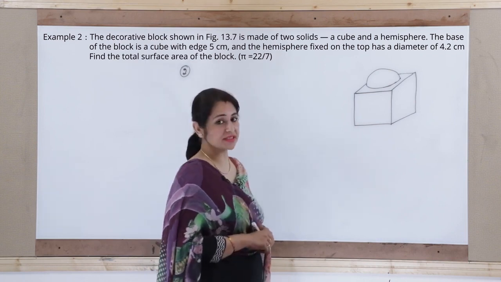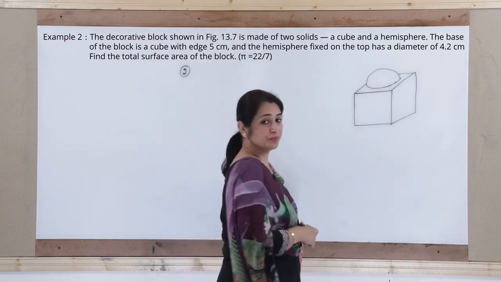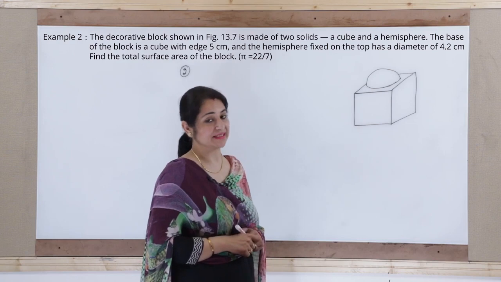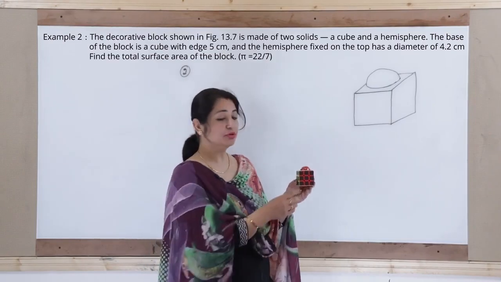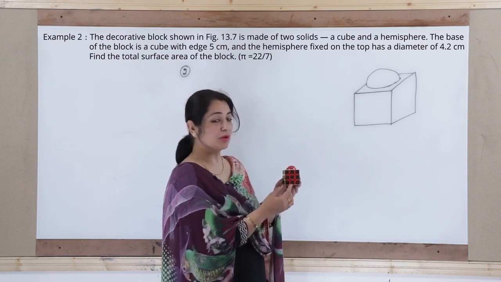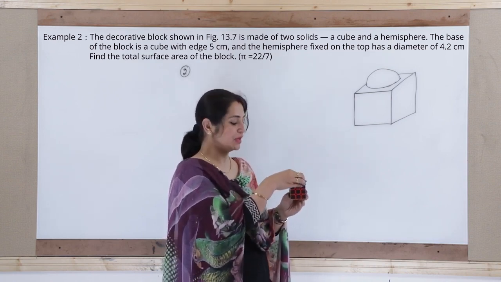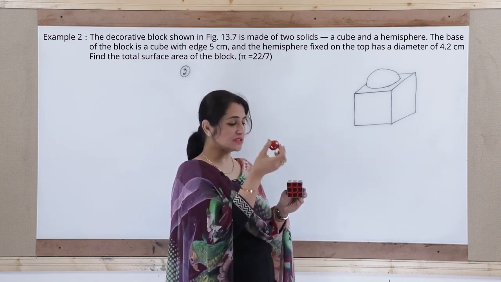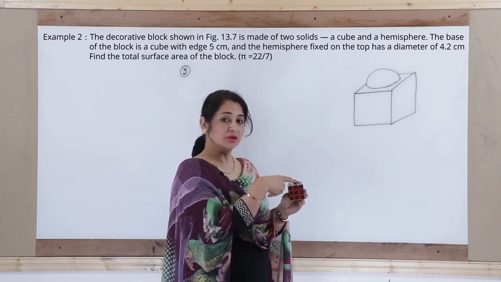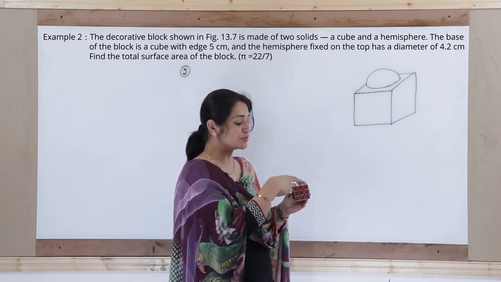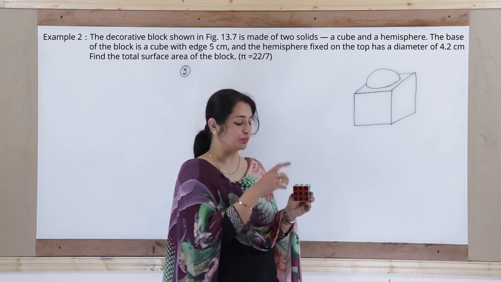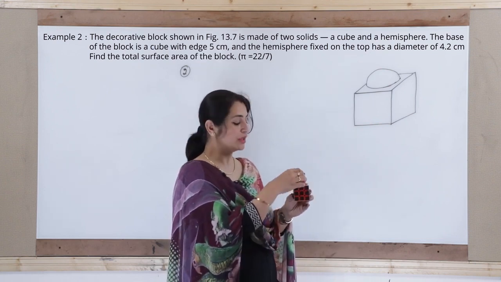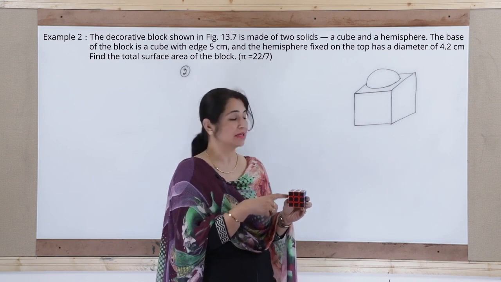So to find the total surface area, do we need to find the total surface area of the cube? In that case, this circular portion will also be counted. Let's see. Our block looks something like this: a cubical block and a hemisphere above this. Now, if we calculate the total surface area of this cube, then this circle, that is below this hemisphere, will also get counted. So we will have to subtract the area of this small circle from the total surface area of this cube. And then we will have to add the curved surface area of this hemisphere to the total surface area of this cube. Let's see how to do it.